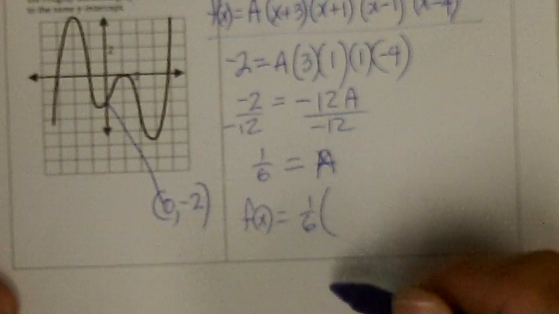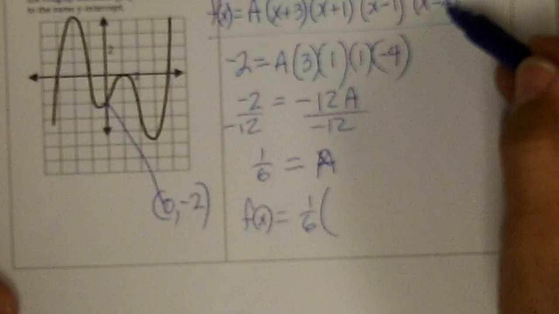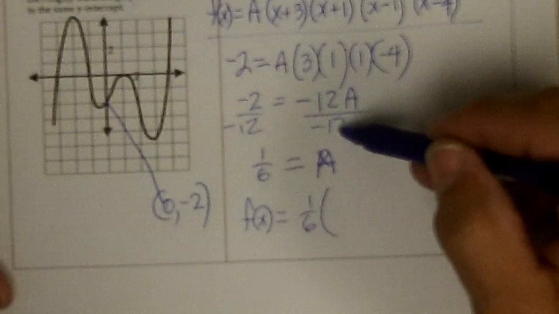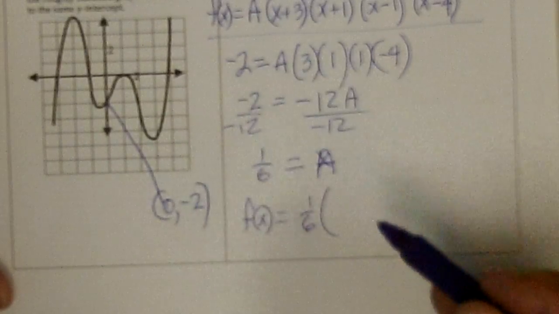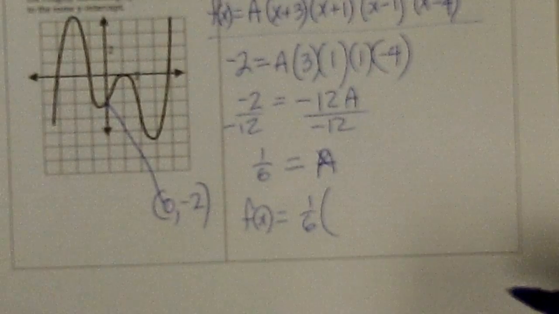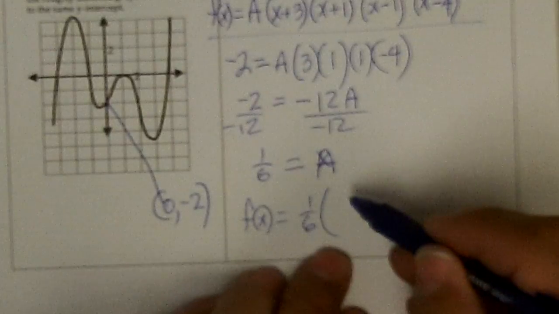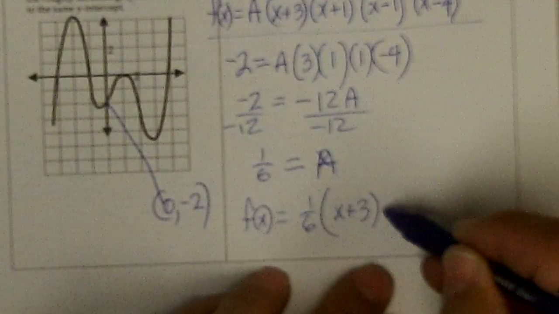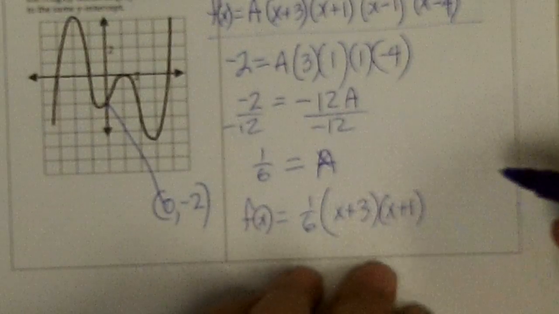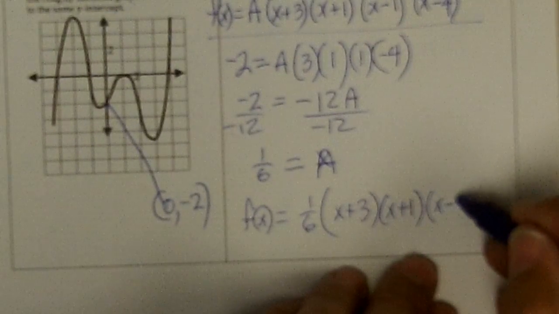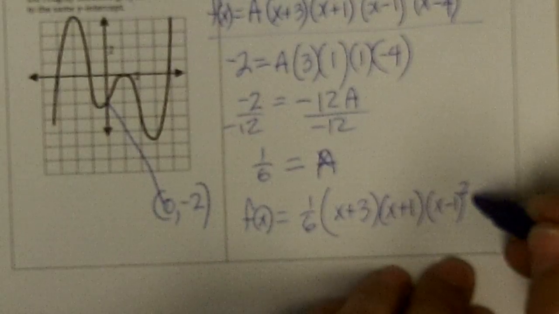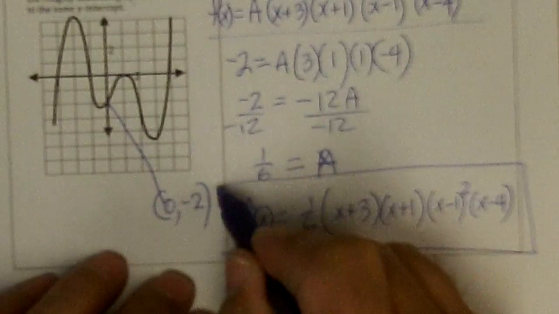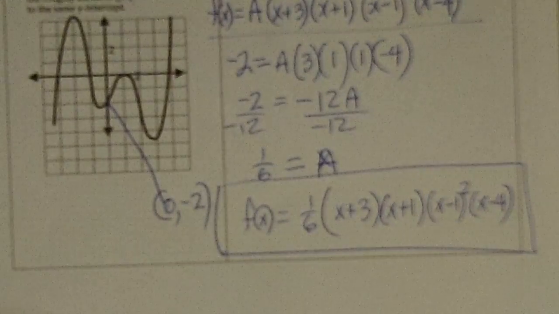And so now I can put that back in there and I get the function to be 1/6. Now if you use something other than 4, you might get like 3.9 or 3.8 in here. And it makes this a little bit smaller and it makes this a little bit bigger number here than 1/6. But that's close. And then we have x plus 3, x plus 1, x minus 1 quantity squared, and x minus 4. And now we're done.